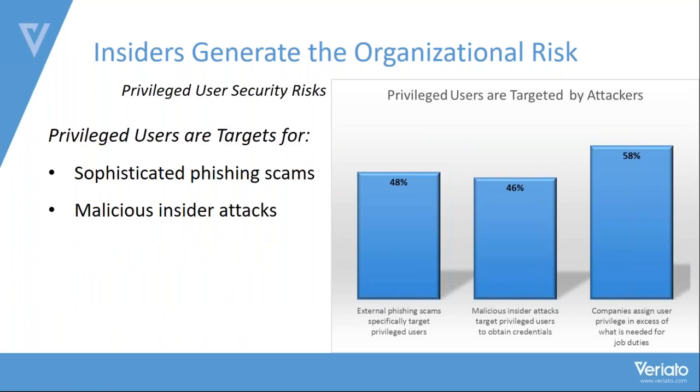Okay. Now, privileged users, what are they privy to? What are they targets for? Sophisticated phishing scams. Now, I fell for one that wasn't that sophisticated, right? Somebody sent me an email and said, oh, Derek, you got something. And me being me, oh, I got something. Let me go see what it is. But 48%, as you see here, of external phishing scams are specifically targeted towards individuals in high-risk positions who have privileged system access. They're looking for those people, okay?